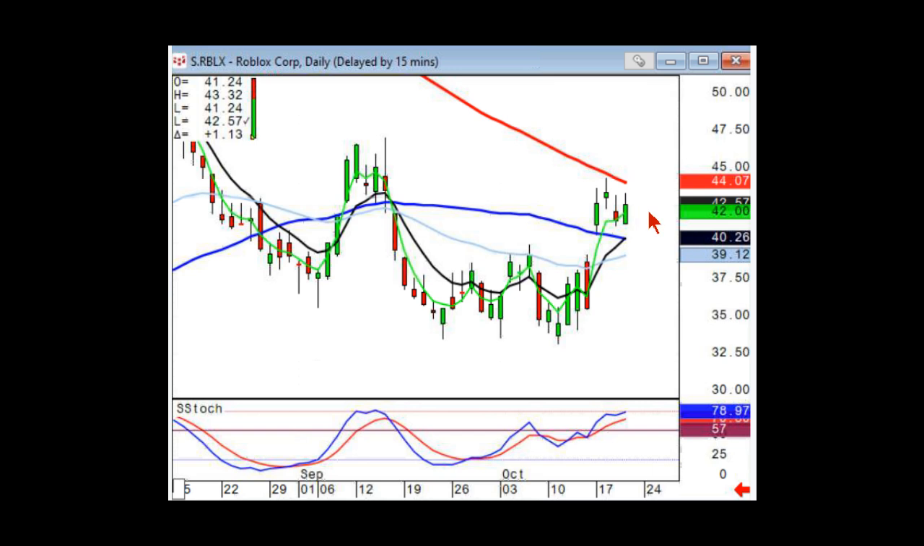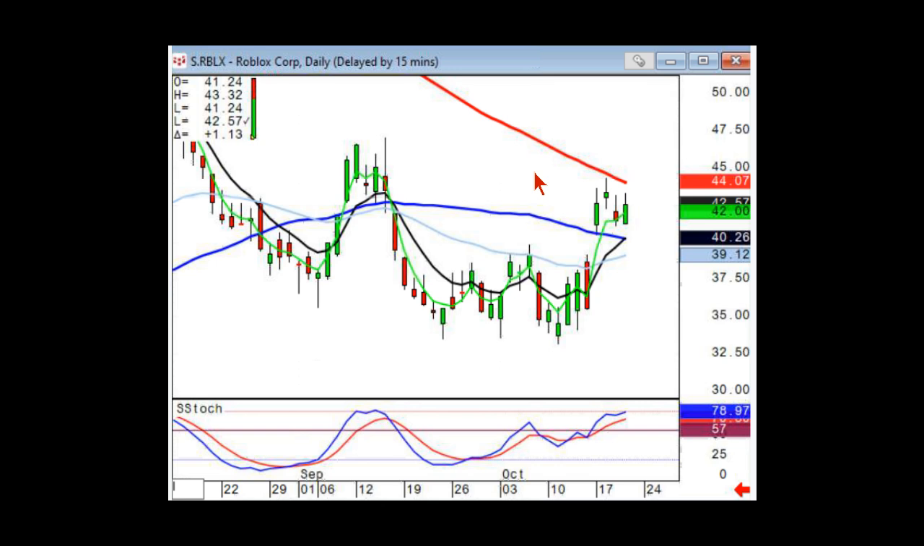So if you are long Roblox, what's the logical spot to put your stop? If it comes back through here, that's not showing very good strength. Close out the position. But as long as it stays above that level, pretty much want to stay long.